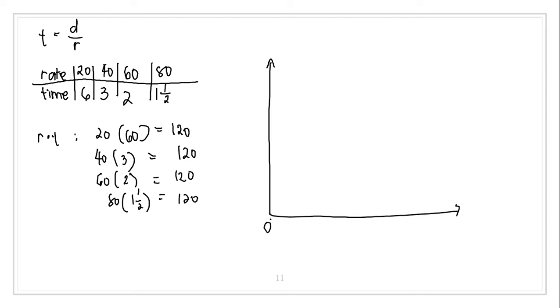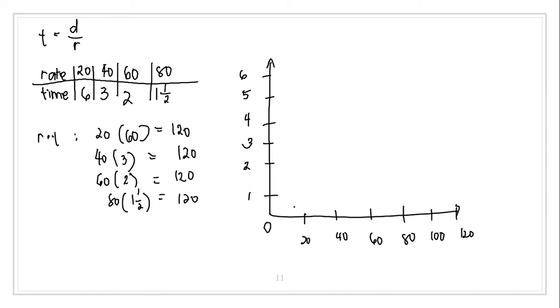So 0, 1, 2, 3, 4, 5, and 6. And we have 20, 40, 60, 80, 100, and 120. So let's plot the points.